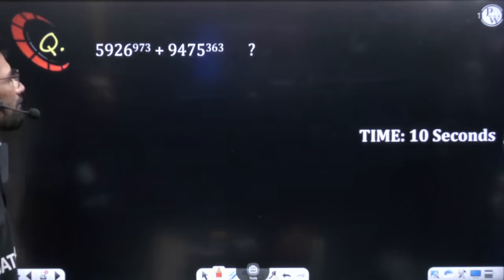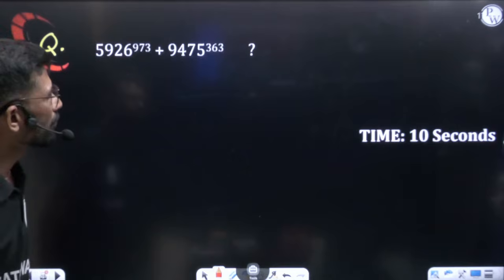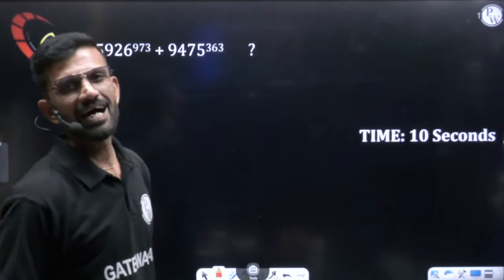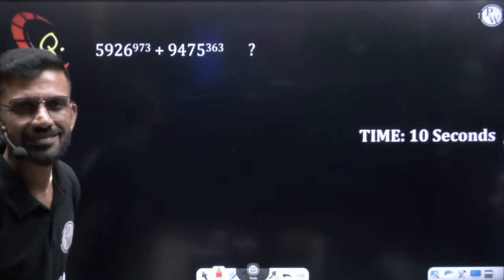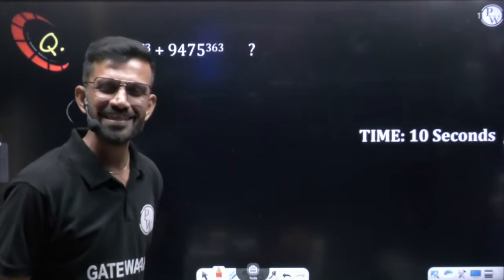5926 to the power of 973 plus 9475 to the power of 363. In the answer, what is the unit place digit? Got it? Very good. The unit digit will come as 1.